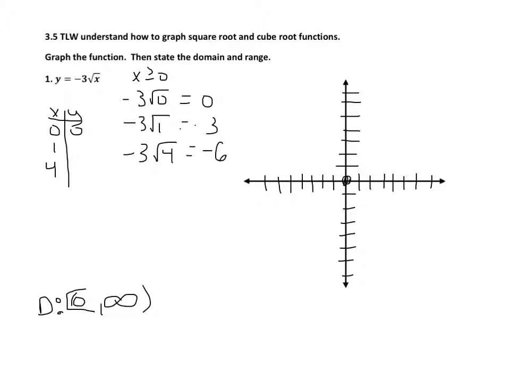So I get 0, 0, and then 1, -3, and 4, -6. So what is this range doing? What are the y values doing? They're starting at 0. Their max is 0, and then it goes down forever. So you would do -infinity to 0.